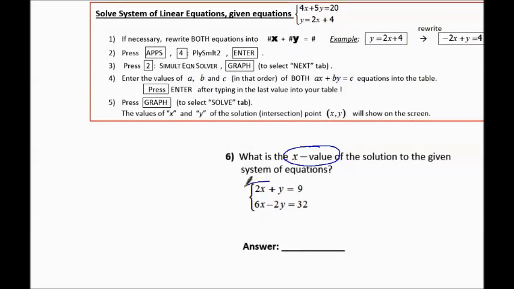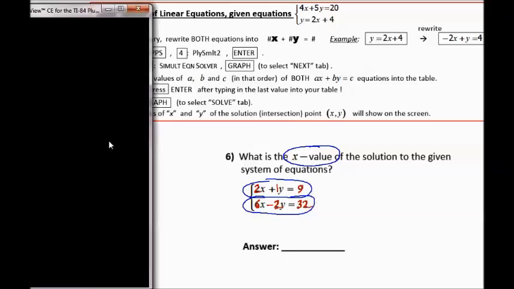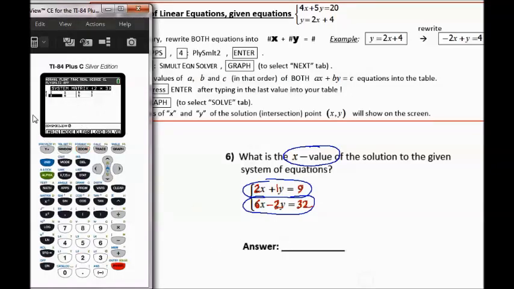So in this case, after checking that both equations are in standard form, which they are, the x, then the y, then the number, the x, then the y, then the number, what you're going to be entering in your calculator is a 2, a 1, and a 9, and then a 6, a -2, and a 32. You go ahead and enter it in your app. There's your first equation entered, and then there's your second equation entered. You hit solve, but because all they want is the x value, you will only be choosing the first one of the solutions that show up.